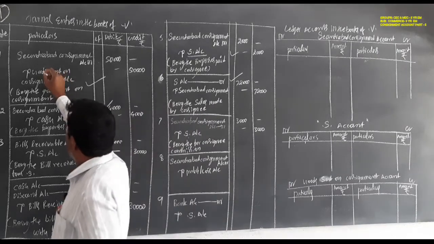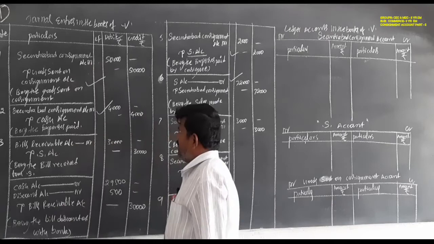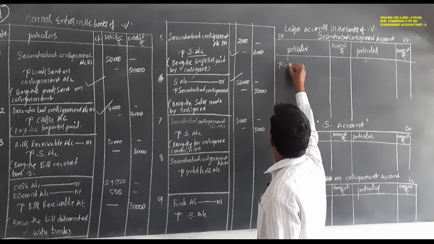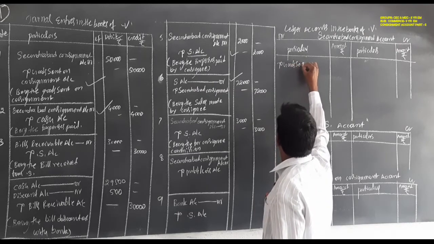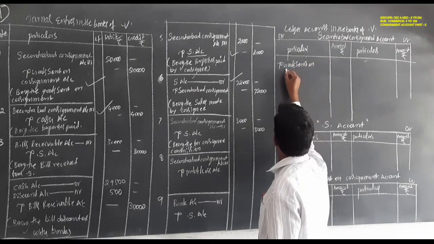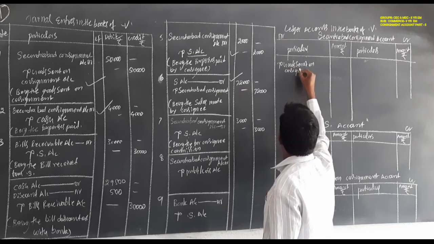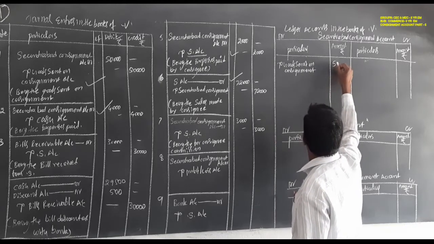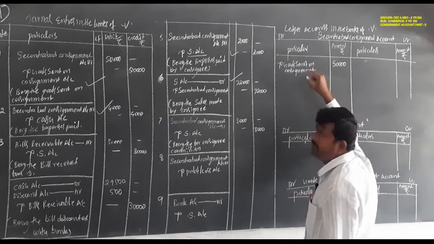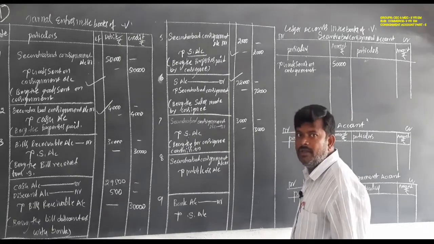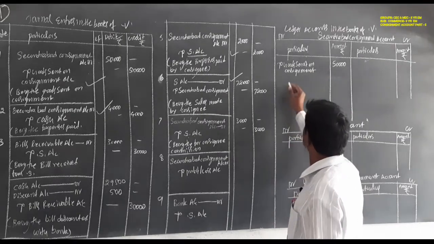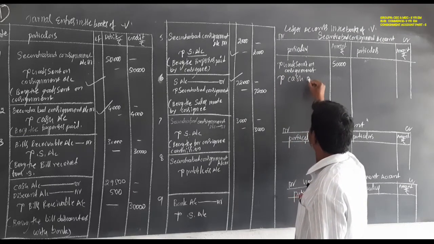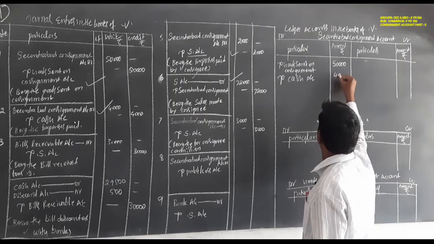So in Secunderabad consignment account, you have to record to goods sent on consignment. Amount is 50,000 rupees. This is goods sent on consignment. First one. Next, second one, for consignor expenses to cash account, amount is 4,000 rupees.